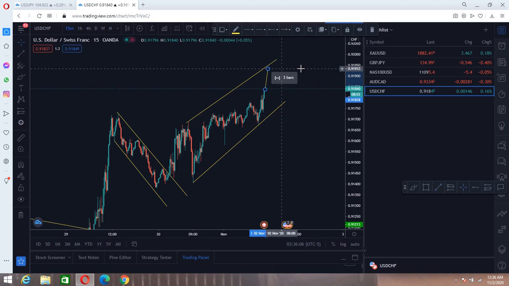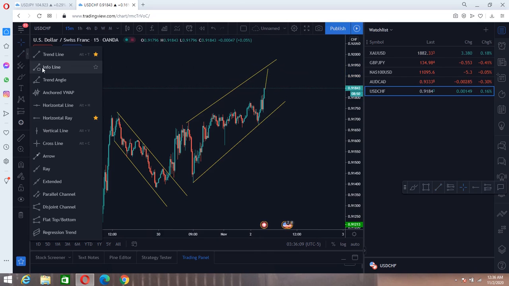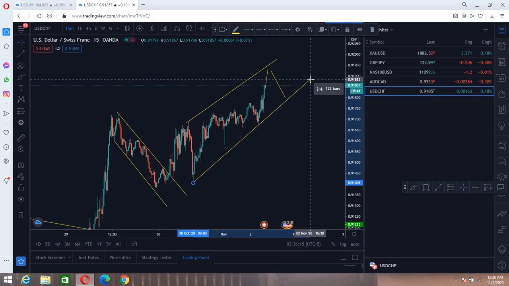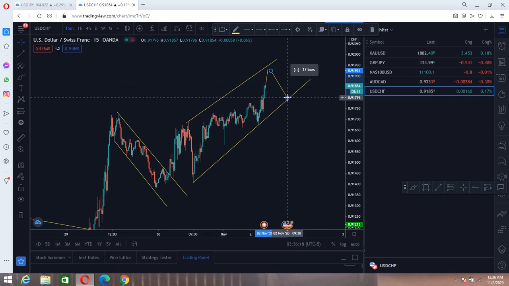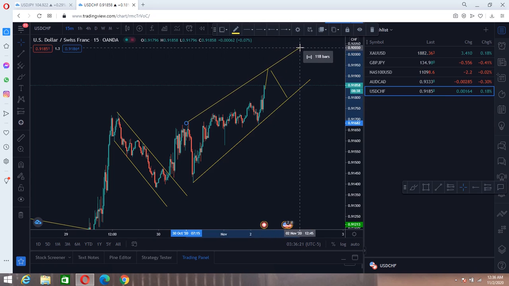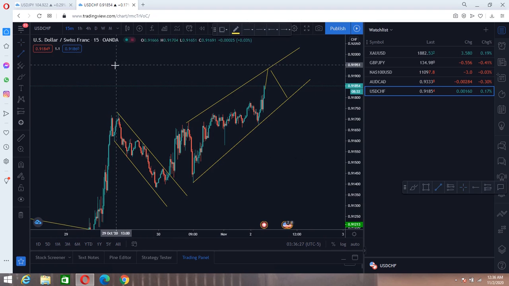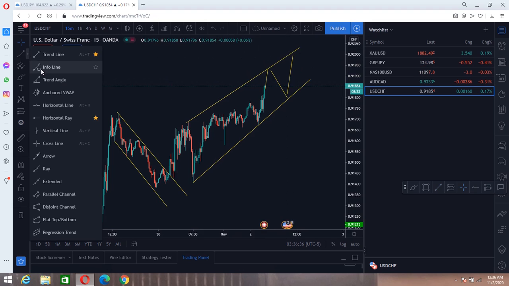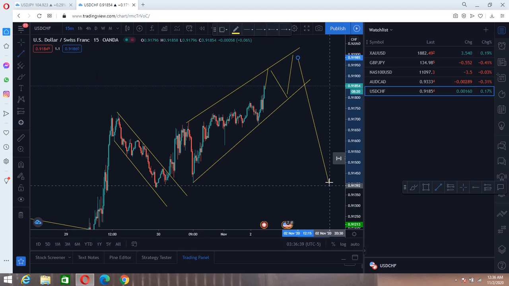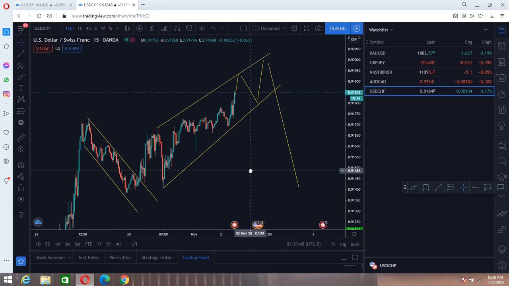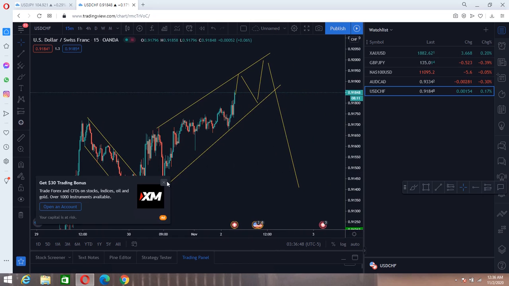Maybe we can do something like this. Let me just evolve this, something like this, and then maybe go for the third touch. Then maybe that's when you can go to the downside. But for now, I'll just have to wait for it and check it out properly. Then I would evolve the pattern as it goes.